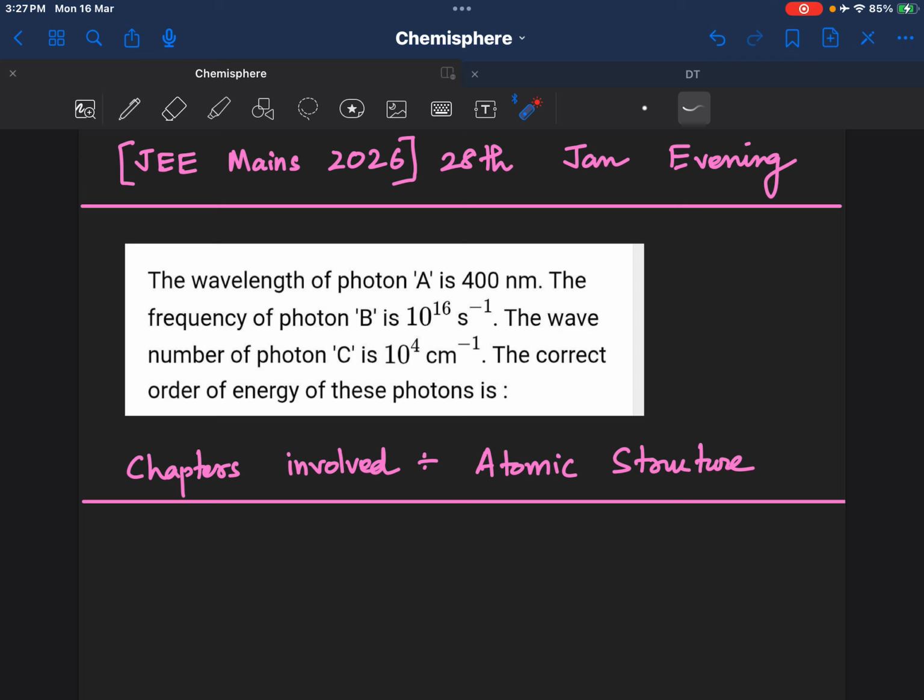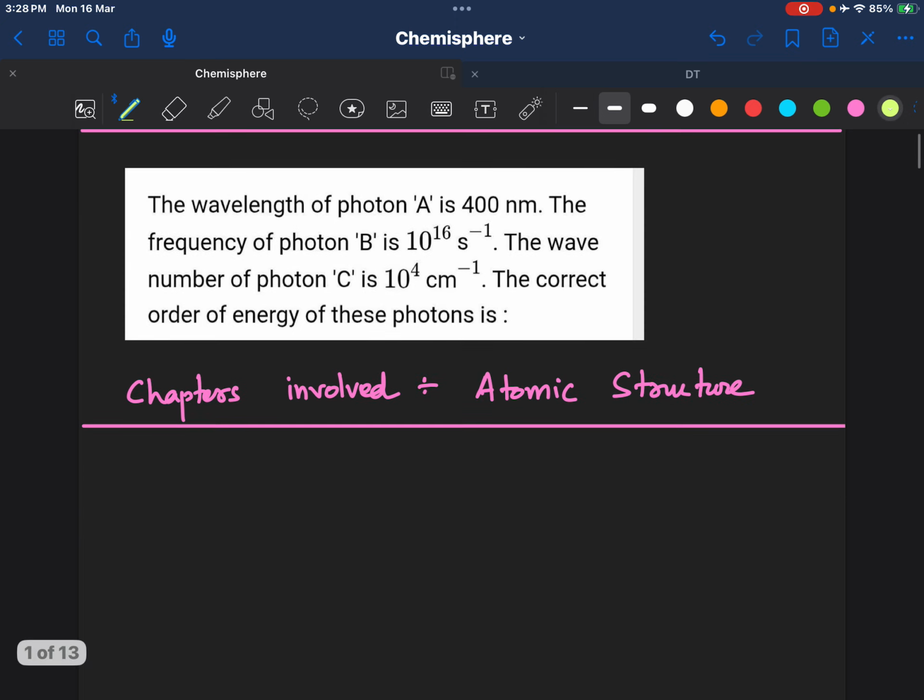The question says the wavelength of photon A is 400 nanometer. The frequency of another photon B is 10 to the power 16 second inverse. The wave number of photon C is 10 to the power 4 centimeter inverse. The correct order of energy of these photons is? The chapter involved is atomic structure.